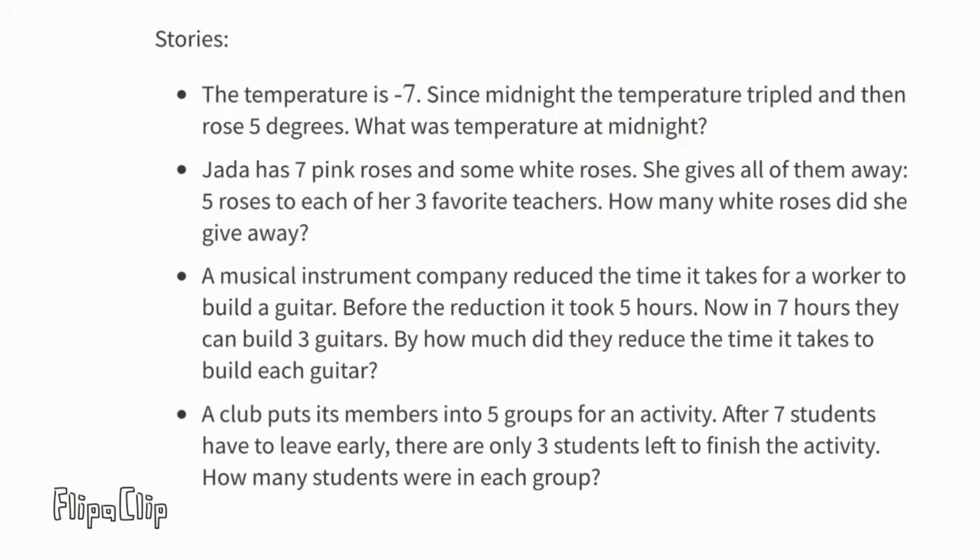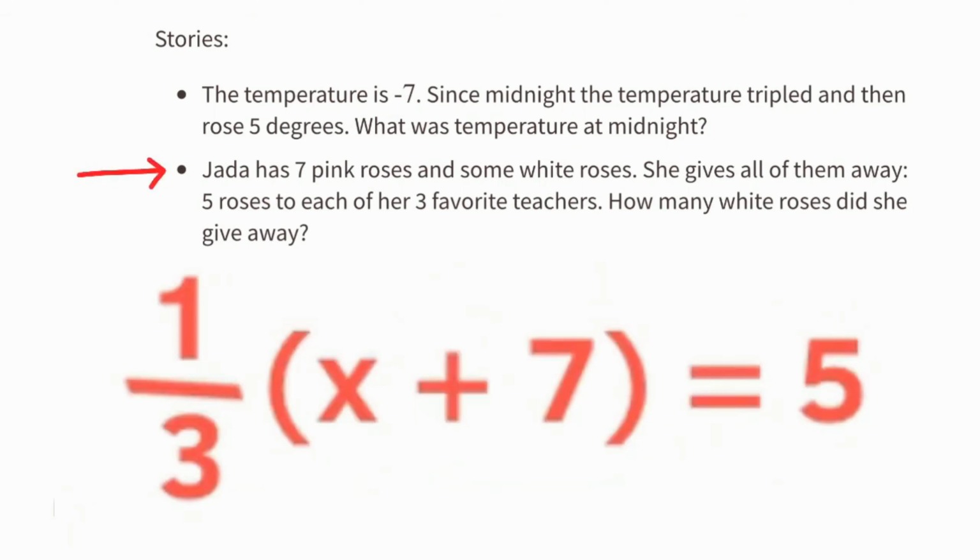The story that equation D describes is the roses story. It says in the story that Jada has 7 pink roses. Those 7 pink roses are represented in the equation by the positive 7 or the plus 7 located inside the parentheses. Then it goes on to say that she has some white roses. That's an unknown number which is represented in the equation with the variable x.